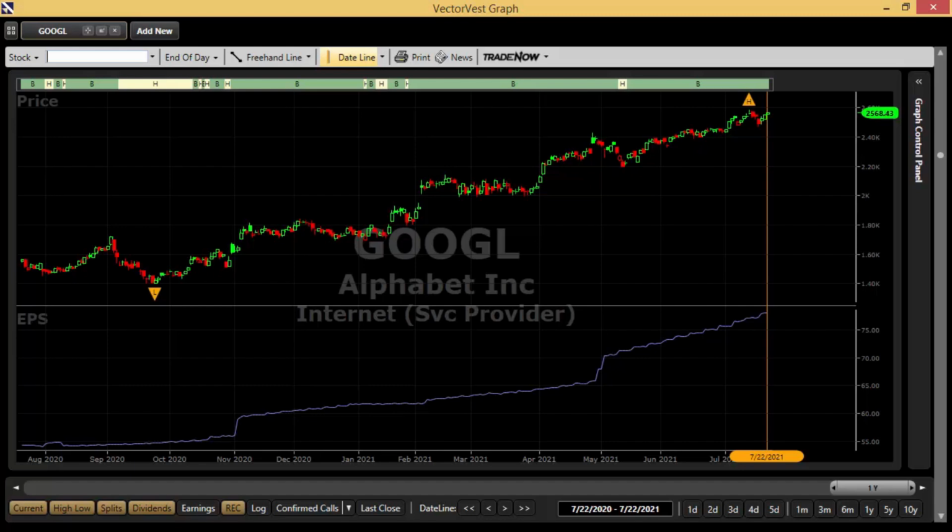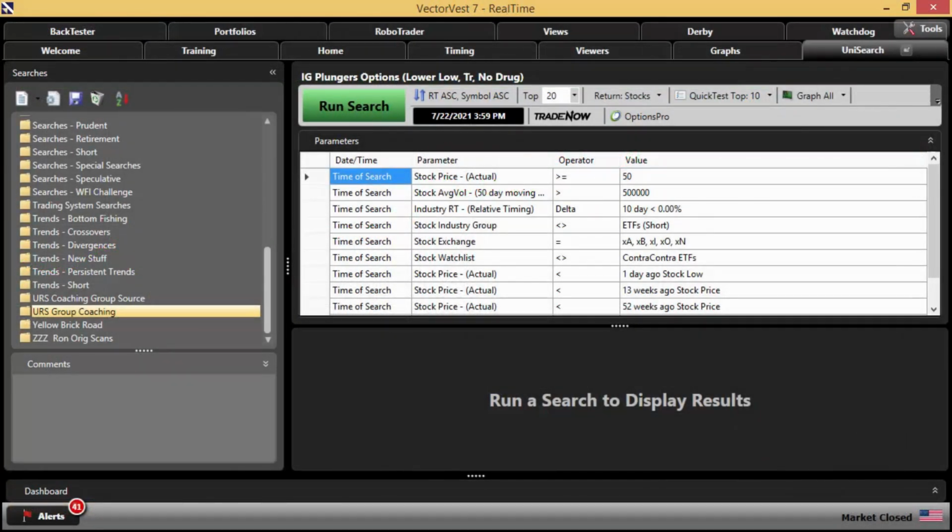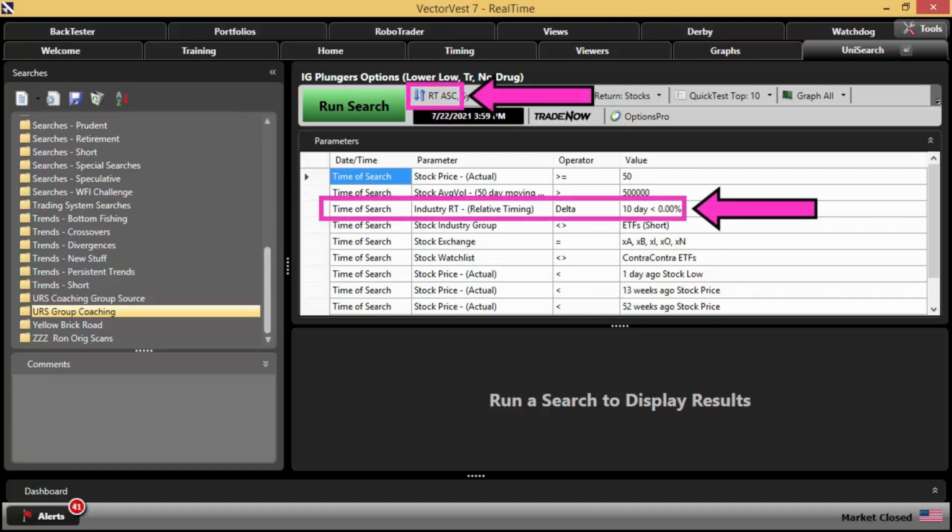Now, there's also searches for your bearish trades. Here's a bearish scan again that we optimized for our option paycheck students. In addition to the high volume criteria, it finds stocks that are in industries that are falling over the last 10 days, and it sorts the stocks by our RT, or relative timing indicator. This brings the stocks with the strongest downtrends to the top of the list. Now, searches like this will help you routinely identify stocks for your bearish income trades.